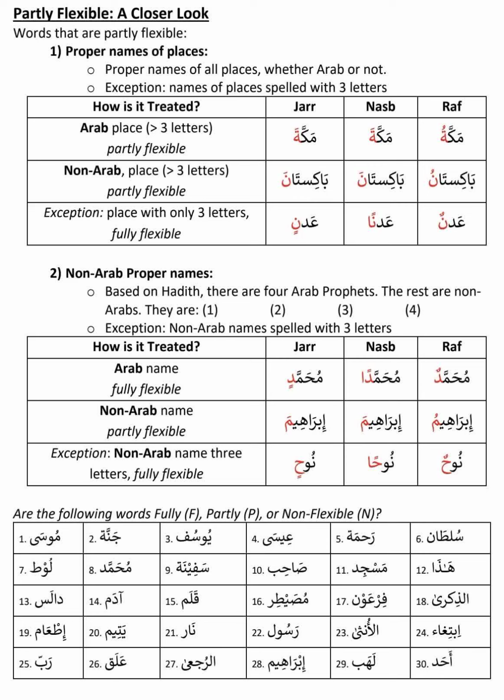The second category is non-Arab names. Not Arab names, non-Arab names. When it comes to non-Arab names, it is also partly flexible. So the best example is the example that we already studied, Yusuf. Yusuf is not an Arab name. He is not an Arab prophet.